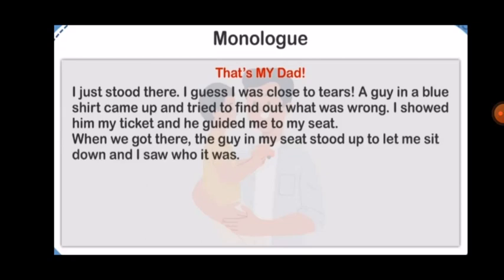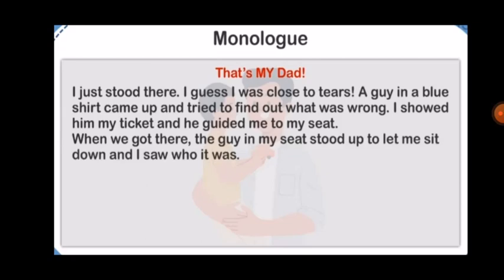A guy in a blue shirt came up and tried to find out what was wrong. I showed him my ticket and he guided me to my seat. When we got there, the guy in my seat stood up to let me sit down and I saw who it was. So students, you have now written a monologue on the topic given to you.